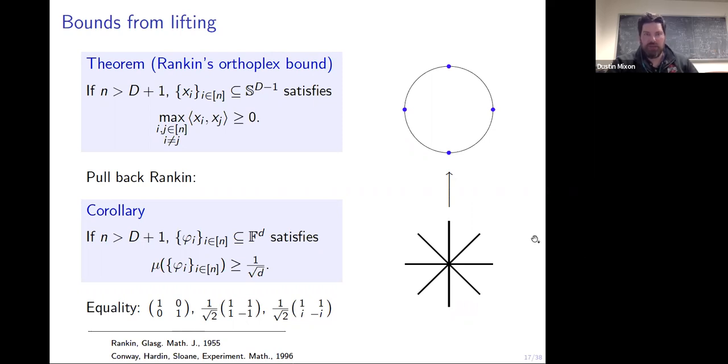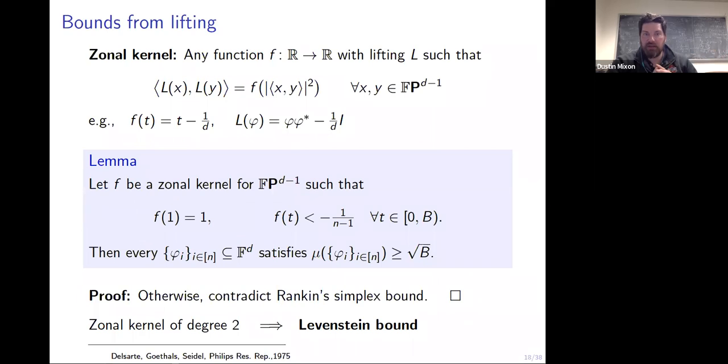You can generalize this lifting trick. Take a function for which there exists a lifting, where the inner product between the lifted vectors ends up being this function of the modulus squared of your original vectors. This is a generalization of the phi star minus 1 over d identity trick.